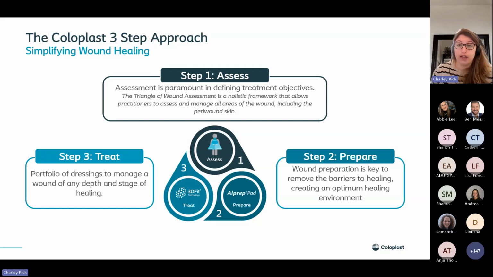Step 2, robust preparation is key to removing those barriers and creating that optimum healing environment. And your step 3, your treatment, is about your portfolio of dressings to manage your wound of any depth and any stage of healing. So we've talked a little bit today about your step 1, your wound assessment, your step 2 preparation using All Prep Pad, and your step 3 treatment using Biatain Silicone AG if the wound is infected, or Biatain Silicone if it isn't.